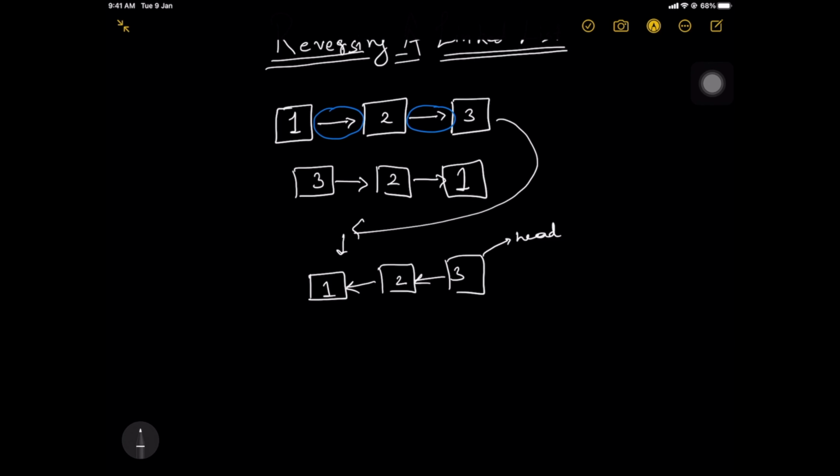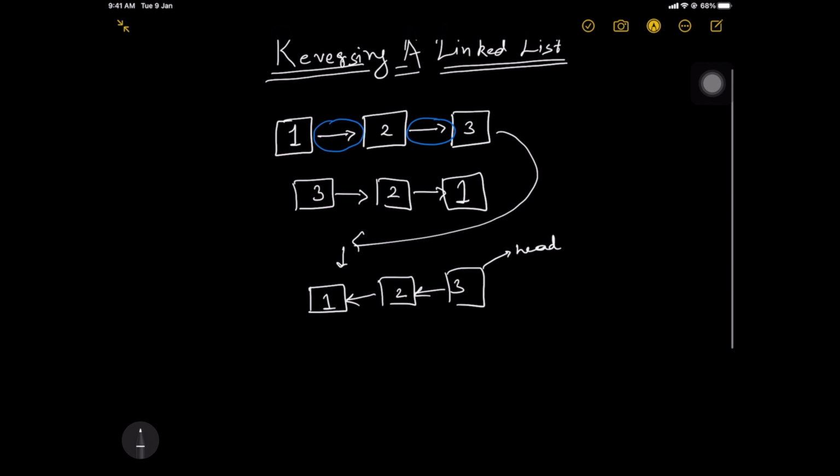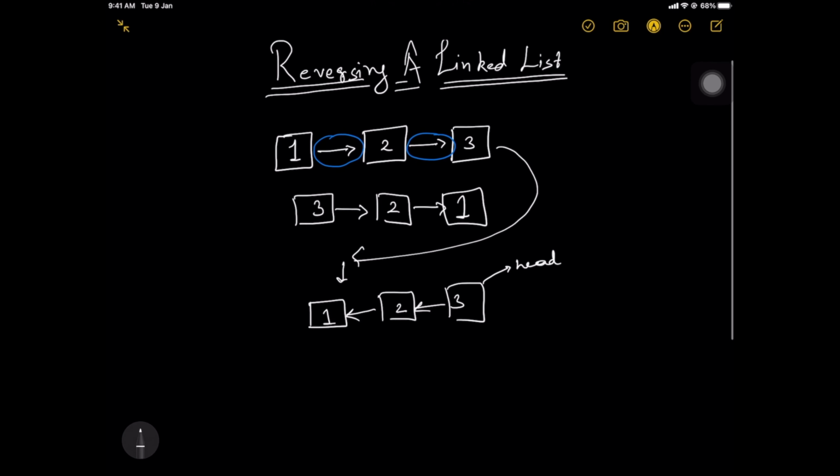So let's see what are the things we need to track in order to be able to reverse this linked list. So what I'm going to do is discuss the basic approach, and then we are going to understand how we can do this in an iterative way, and next we're going to understand how we can solve it using recursion. Recursion requires a little bit more understanding. Don't worry, we'll focus on it obviously.